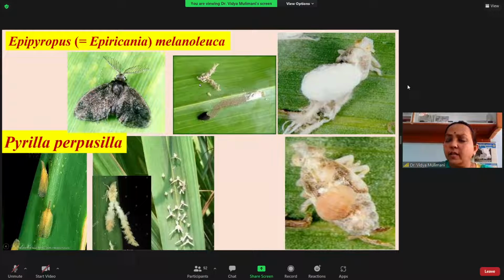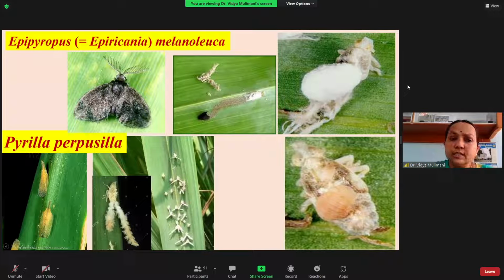So these are the names. It belongs to the family Uribrachidae and Lopopidae, I think. Under the Homoptera, you have the Lopopidae, which you call the aeroplane bug. So this aeroplane bug is called Pirilla purpuseella. It has two long tail-like structures, and it will be jumping.